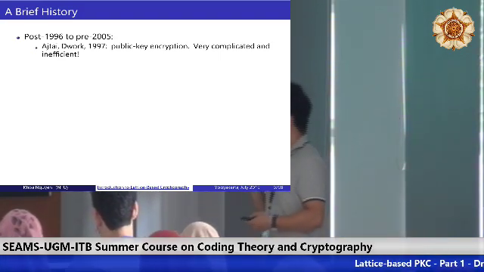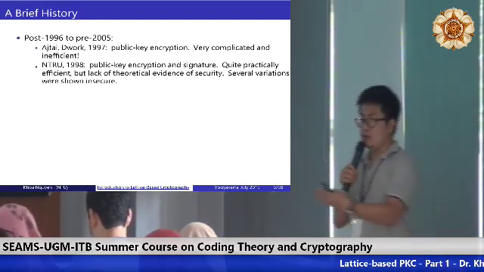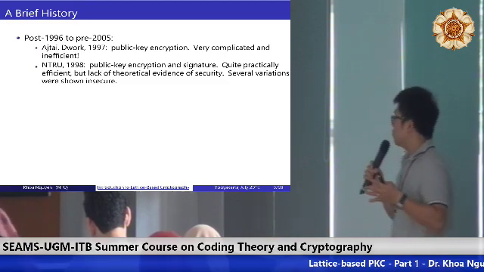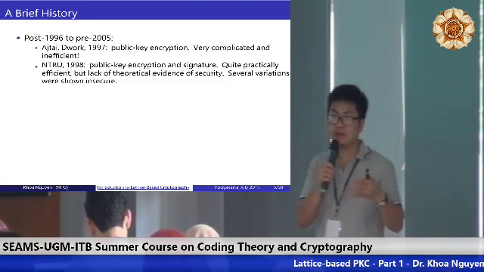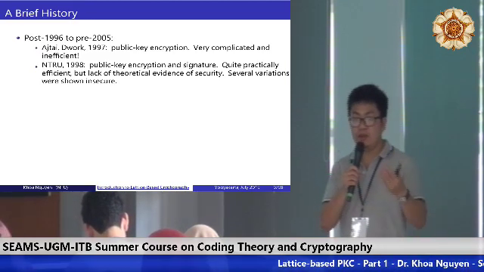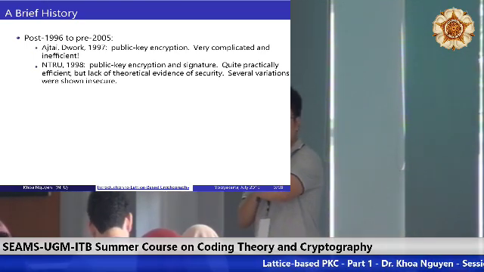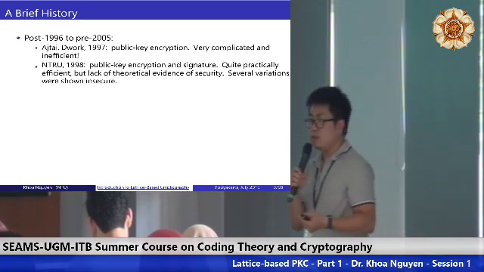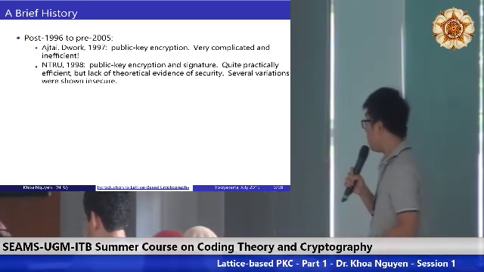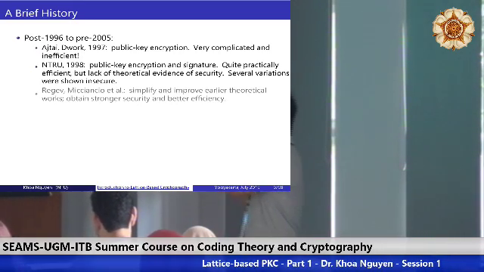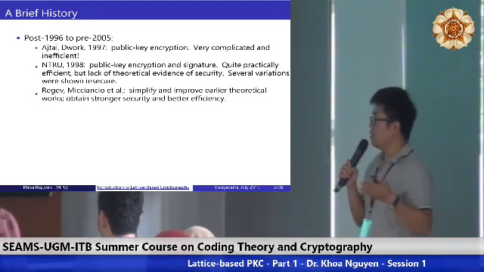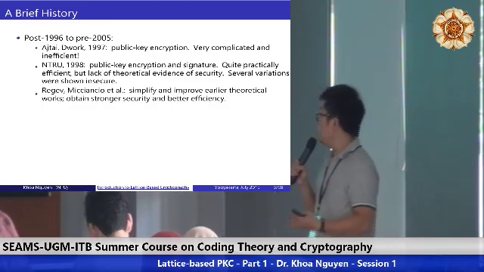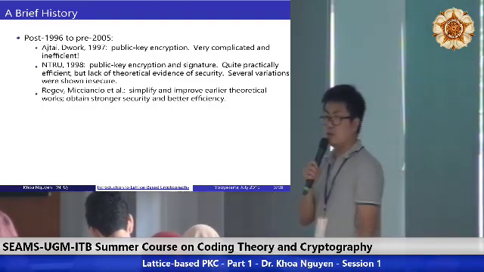In 1998, a group of researchers invented what we call nowadays NTRU, which also provides public key encryption and signatures. They are quite efficient, but in fact the NTRU system initially did not have strong evidence of security, meaning that it does not have the same security guarantee as Ajtai's approach. And in fact, several variations of NTRU signatures were broken very quickly. We should also mention the works by Regev and Micciancio, who gave some great simplification and improvement of earlier theoretical works, and they obtained stronger security and better efficiency than the previous work.